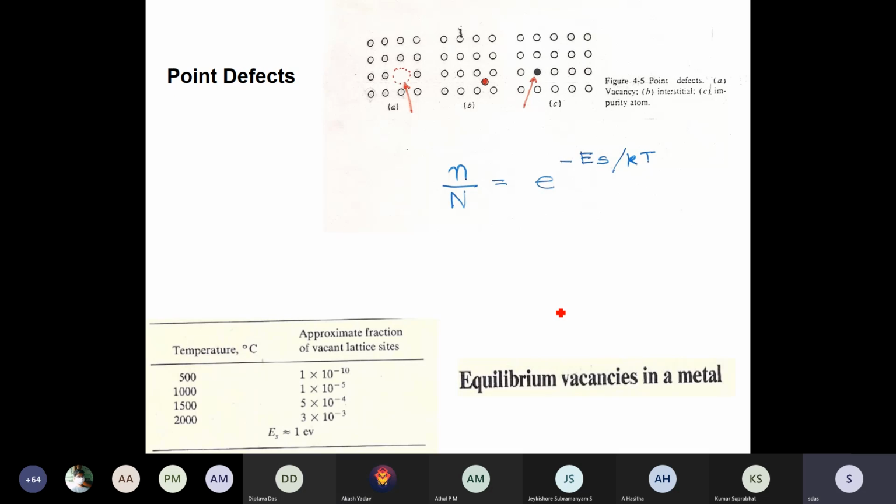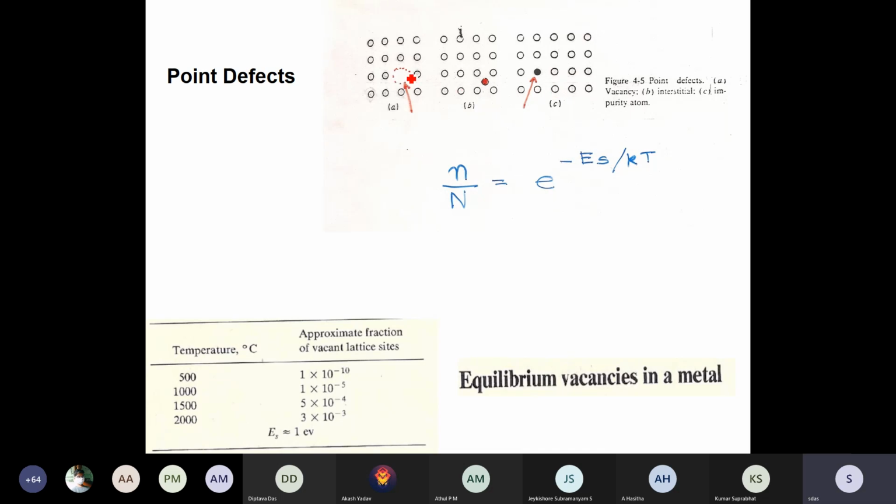Point defects. I said a vacancy, a missing atom. This defect is localized in the vicinity of only a few atoms. It's a point defect. An interstitial is a point defect. An impurity atom is a point defect. You see, because it violates the definition of a lattice, a point lattice.